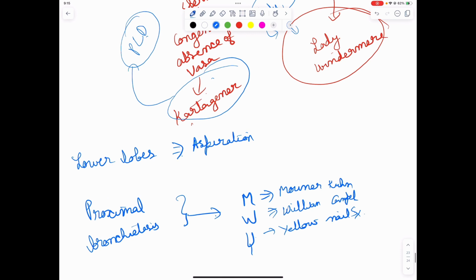Now, in bronchiectasis, the lower lobes are exposed to aspiration. Whereas in proximal bronchiectasis, MWY, Mounier-Kuhn, William-Campbell, and yellow nail syndrome are involved in proximal bronchiectasis.